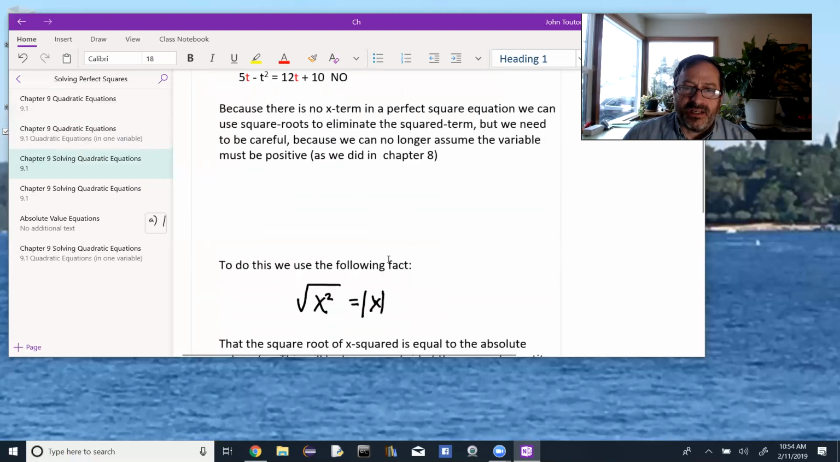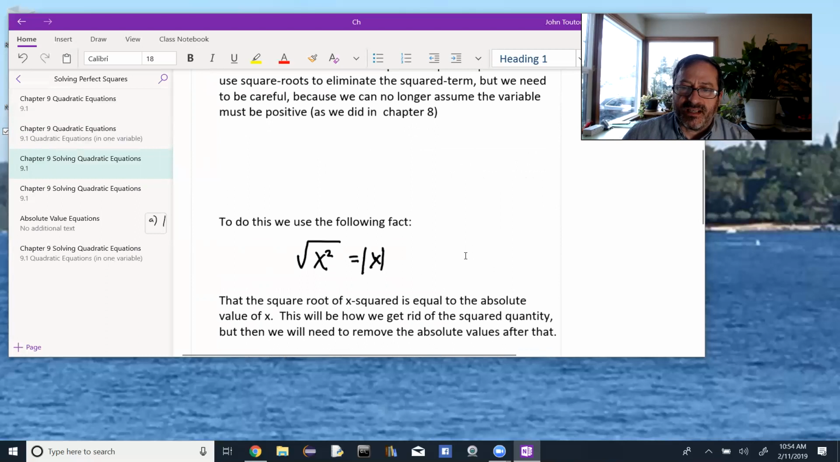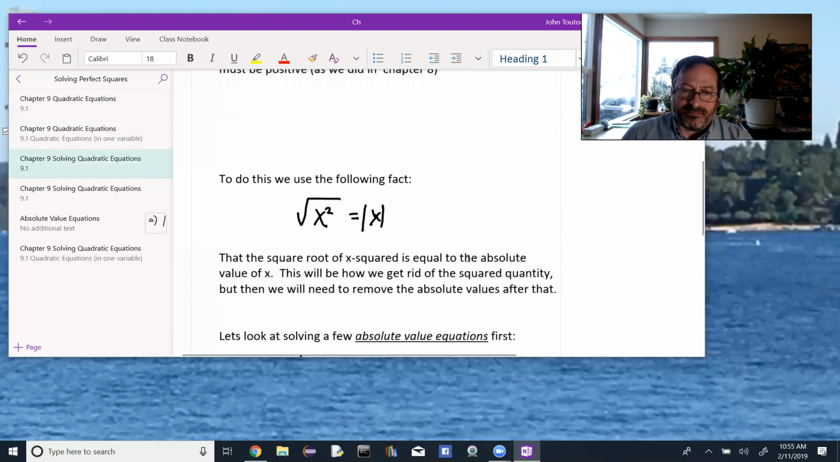So to do this, we're going to use the fact that instead of the square root of x squared equaling x, we're going to recognize that the square root of x squared is actually the absolute value of x. That will guarantee a positive value when we take the square root. This is how we'll get rid of the squared quantity, but then our equation will have an absolute value in it, and we'll have to figure out how to remove that.